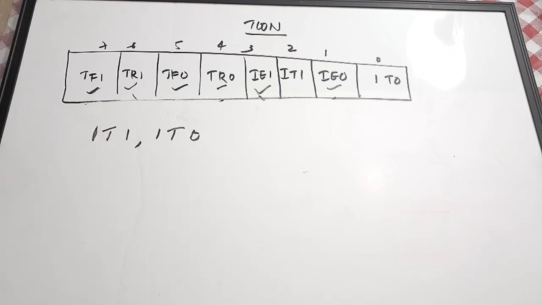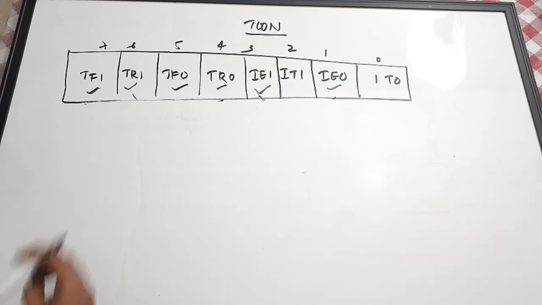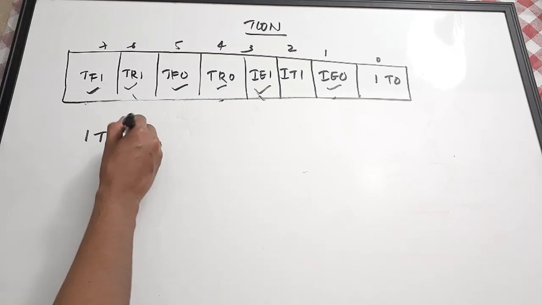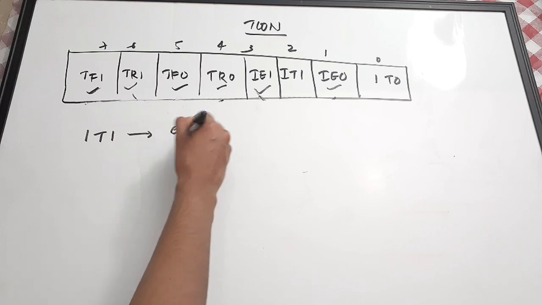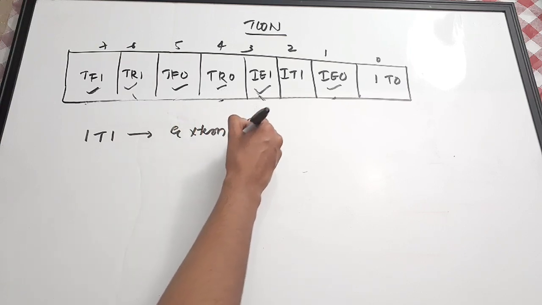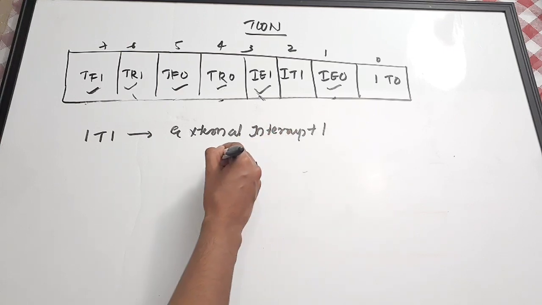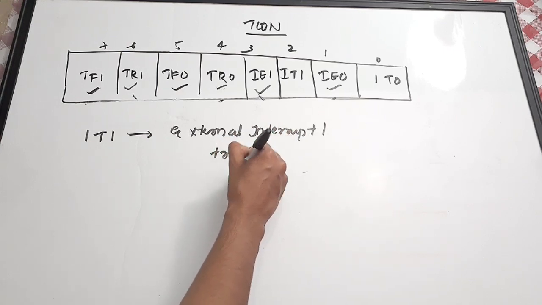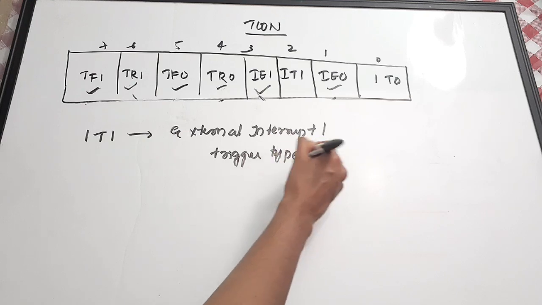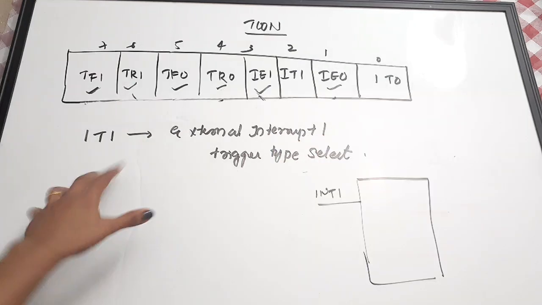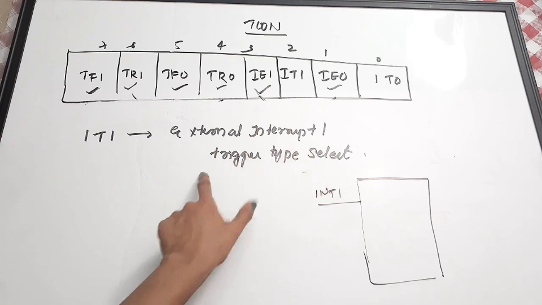Now IT1 and IT0 are the external interrupt 1 and 0 trigger type select. Okay, we'll discuss that separately. IT1 we'll discuss first. So it is the external interrupt 1 trigger type select. IT1 is used for selecting the external interrupt 1 trigger type.